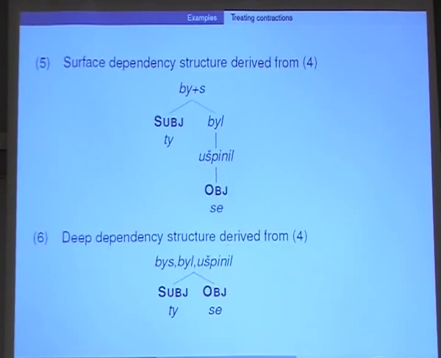From 4, we can derive a surface dependency structure, which you see in 5. The surface dependency structure, but also a deep dependency structure is derived from the same sentence. It would look something like this. All these words are compressed in one node. They label one node, which then has two leaves, ty and se, subject and object.